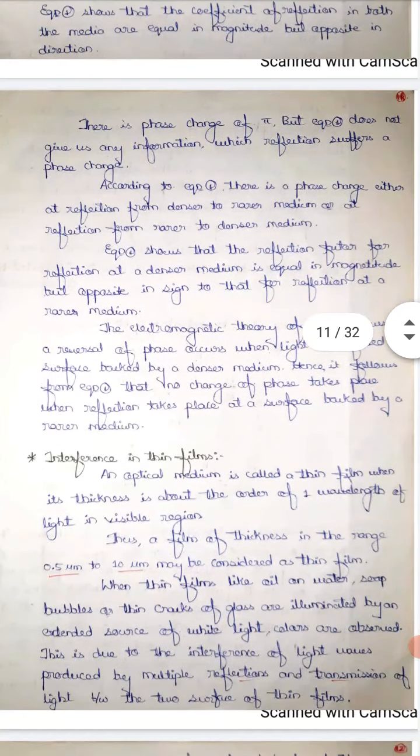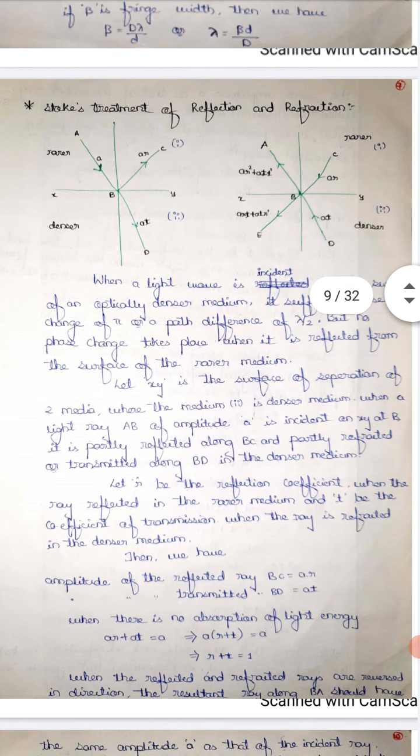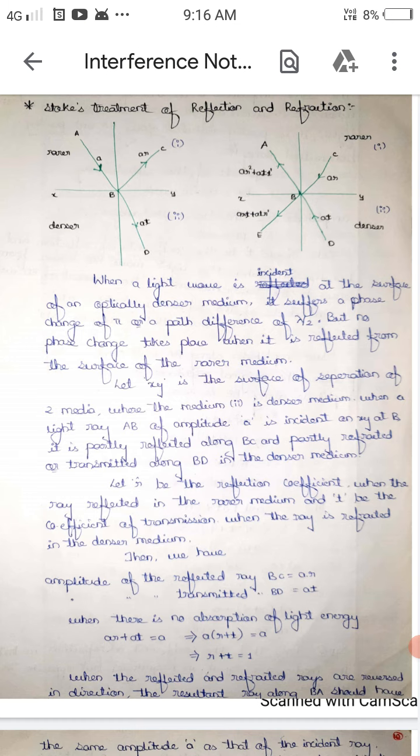Next one, Stokes treatment of reflection and refraction.